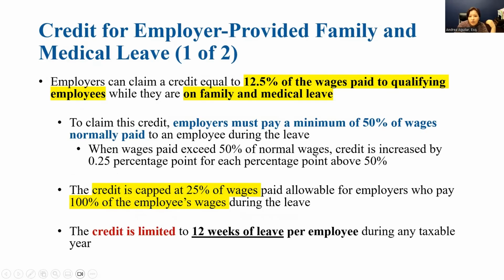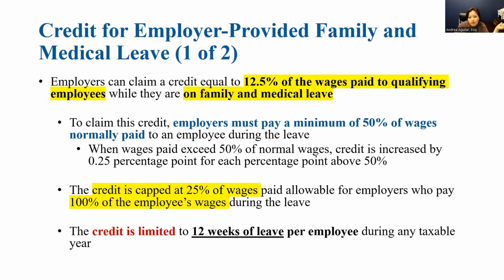Credit for employer-provided family and medical leave. So here we are giving an employer a tax benefit because they are paying wages to an employee that has to be absent because of a medical condition of himself or herself or their family. And this credit is equal to 12.5% of the wages paid to this qualified employee. To claim this credit, employers must pay a minimum of 50% of the wages normally paid to an employee during the leave. So there are certain things that you need to remember.